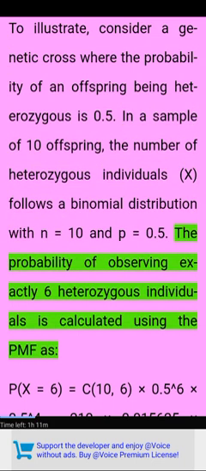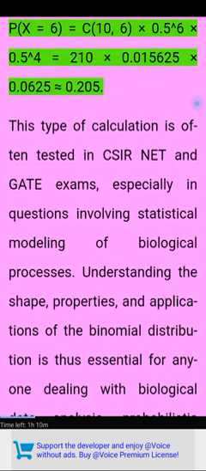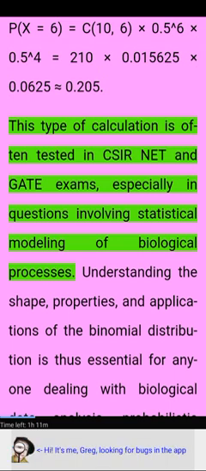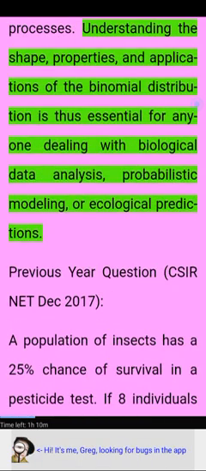The probability of observing exactly 6 heterozygous individuals is calculated using the PMF as P(X = 6) = C(10,6) × 0.5^6 × 0.5^4 = 210 × 0.015625 × 0.0625 ≈ 0.205. This type of calculation is often tested in CSIR-NET and GATE exams, especially in questions involving statistical modeling of biological processes. Understanding the shape, properties, and applications of the binomial distribution is thus essential for anyone dealing with biological data analysis, probabilistic modeling, or ecological predictions.